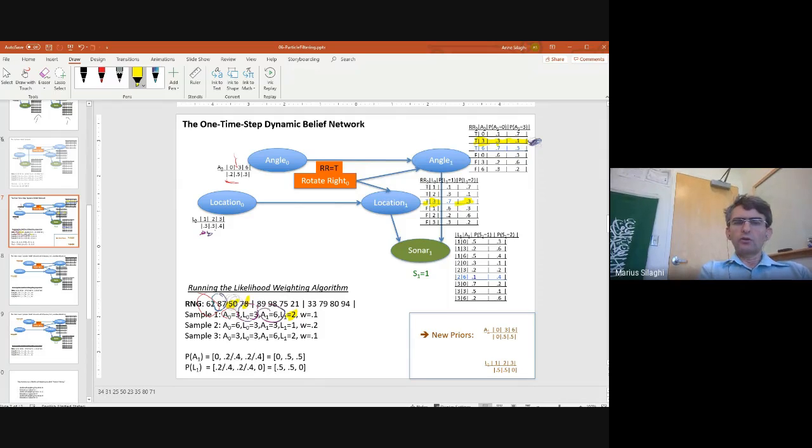And then we look at the sonar. We were at angle 16 location 2, so that's angle 16 location 2. And since sonar 1 equals true, it's sonar 1 has value 1 meter, we are going to read this probability 0.1, and it translates into the weight 0.1. Now let's take sample 2. We go to the next set of random numbers.